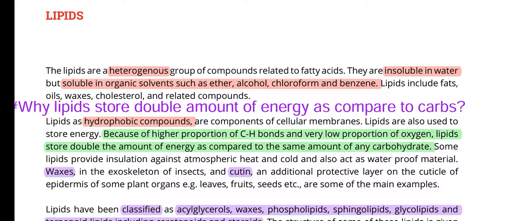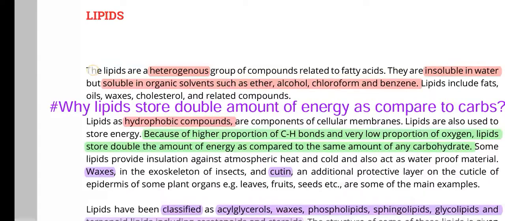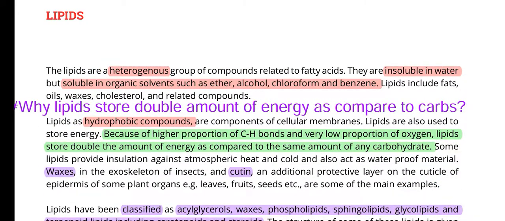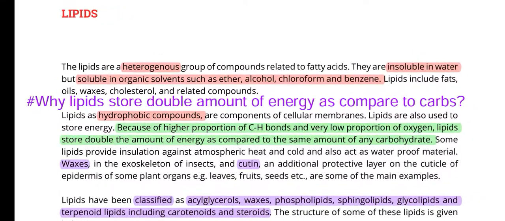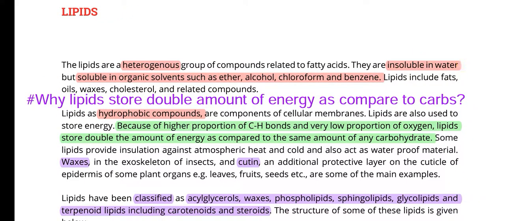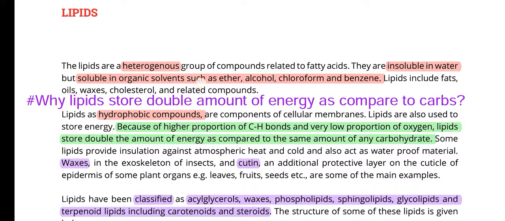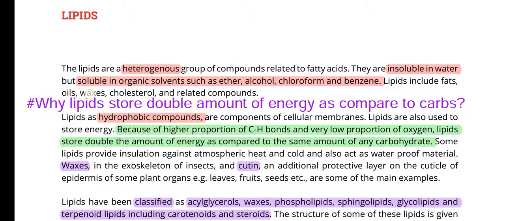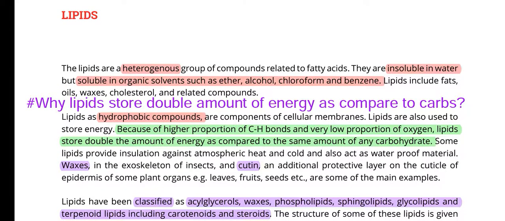Let's start with the reading that lipids are a heterogeneous group of compounds related to fatty acids. They are insoluble in water but soluble in organic solvents such as ether, alcohol, chloroform and benzene. Lipids include fats, oils, waxes, cholesterol and related compounds.